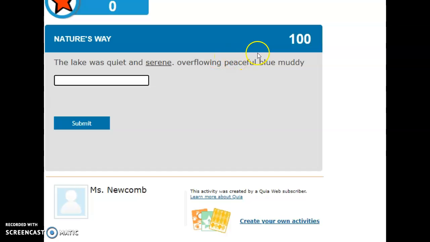So A, B, C, and D. So you're going to choose one of these 4 answers to figure out what that word means. So let's try one together. The lake was quiet and serene.